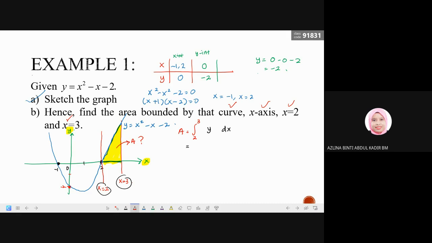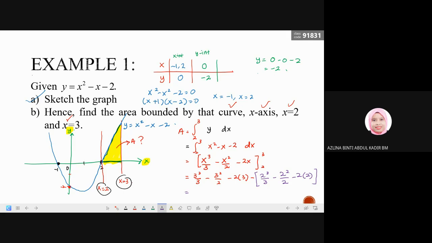Okay, then 2 to 3. Copy the function x squared minus x minus 2 dx. Okay, so integrate as usual. X cubed over 3 minus x squared over 2 minus 2x, from 2 until 3. Then show your substitution. When x is equal to 3: 3 cubed over 3 minus 3 squared over 2 minus 2 times 3. Minus, show your substitution when x is equal to 2: 2 cubed over 3 minus 2 squared over 2 minus 2 times 2.